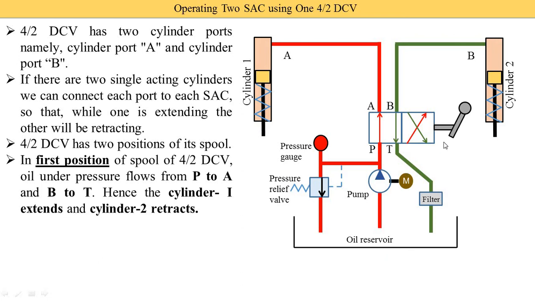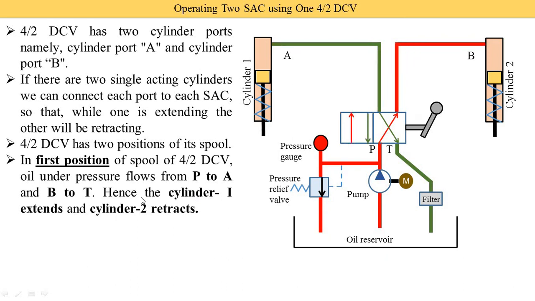Because according to the position of the directional control valve, the oil is supplied from the P port and oil is returned to the tank. That's why it is mentioned in the second point: while one is extending, another will be retracting. Here you see the piston of cylinder 2 is moving from bottom to top, which is called retraction. That's why in the fourth point you see in bold font written "cylinder 2 retracts."